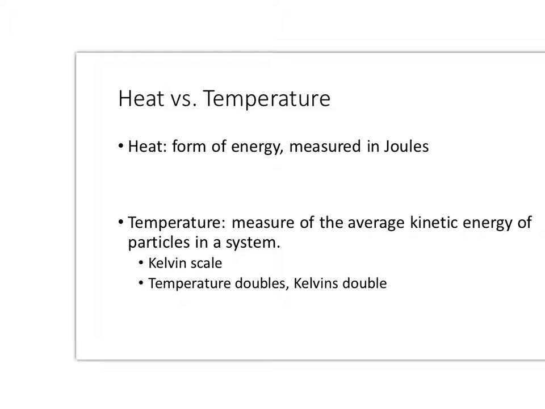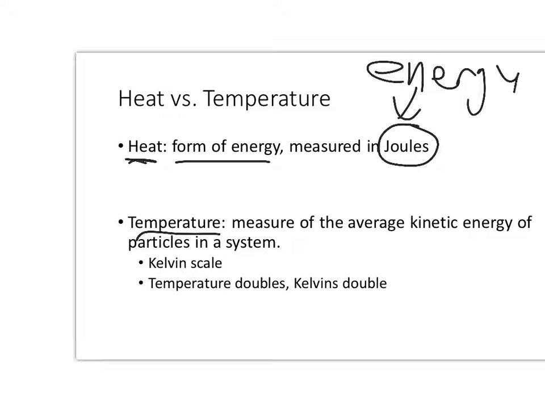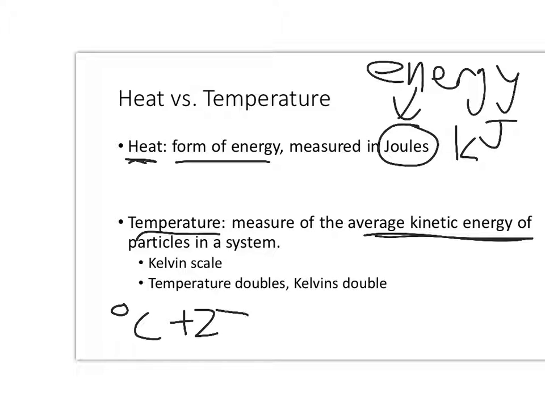Alright, so let's talk about this, okay? Heat versus temperature. So heat is a form of energy, right? And we measure that in joules. This is what we measure energy in. And oftentimes you will see it measured in kilojoules, because joules are quite small, okay? Temperature, on the other hand, is a measure of the average kinetic energy of particles in a system, right? For this, we're going to use the Kelvin scale. Remember, degrees Celsius plus 273 gives us kelvins, right?